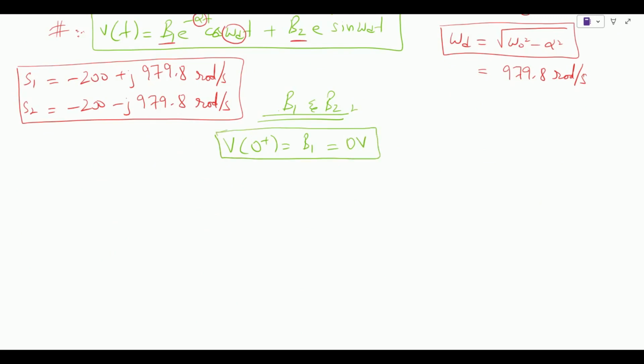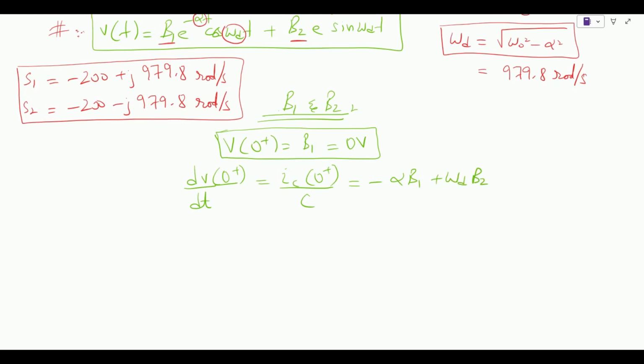Now in order to find B2, we need to apply the differentiation of the basic equation, then put the initial condition, dv/dt at 0 plus, which equals the initial capacitor current of 0 divided by C, and this comes out to be the value of minus alpha B1 plus omega d B2.